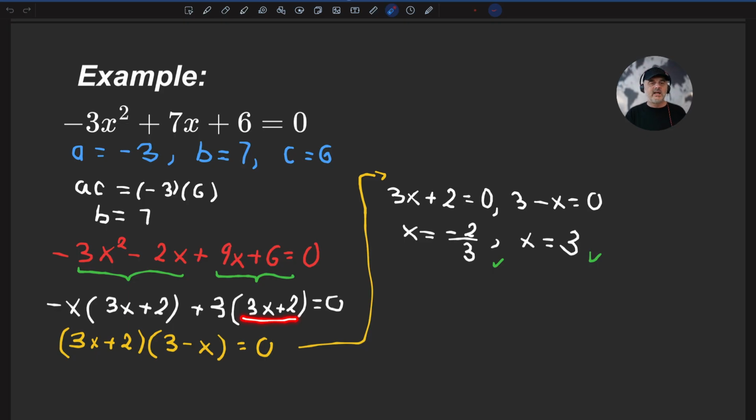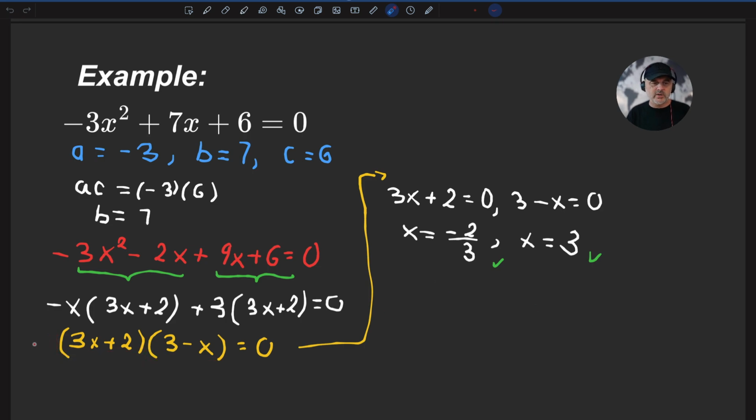We must get identical binomial for both. So when this is a new factor that is extracted from that statement, then we have 3 minus x. Or you can put negative x plus 3, doesn't really matter. You understand that, the same thing. A plus b is the same thing as b plus a.